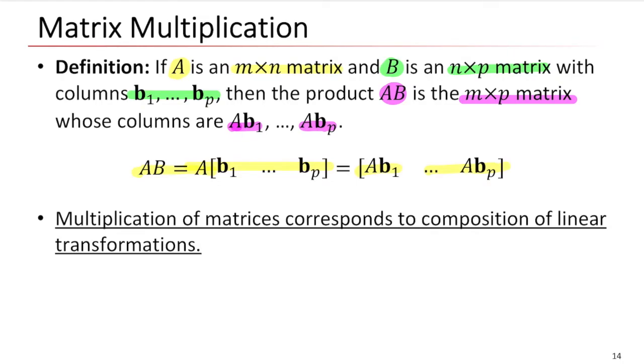Because we already know the size of matrix A is m by n, and the size of matrix B is n by p, then what is the size of the output of A times B? First of all, the number of rows in the output should be m, because this is the same as matrix A. Then what about the number of columns here? It should be p.